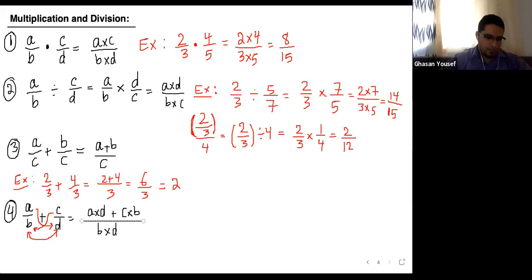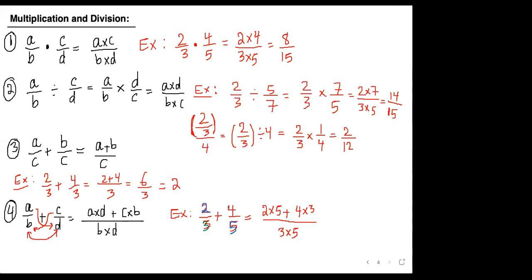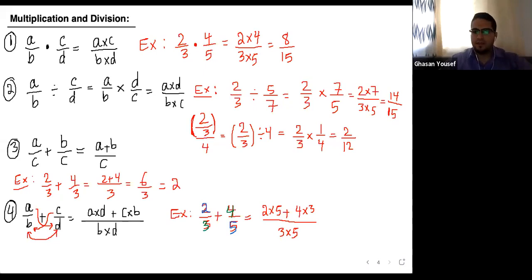Example for that here: 2/3 plus 4/5. So here we multiply 2 times 5 plus 4 times 3 over 5 times 3, or 3 times 5. I multiply the 2 with the 5 and the 4 with the 3, and in the denominator, I'm multiplying the 3 with the 5. So now 2 times 5 gives me 10 plus 12, 22, like Ahmed said, over 3 times 5 is 15. So the answer is 22/15.